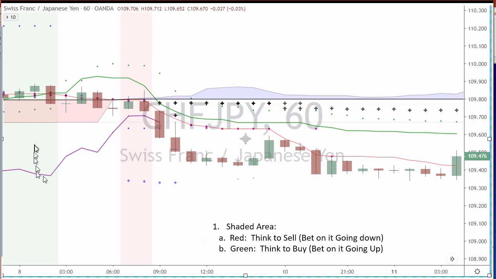If you have a green shaded area, as you see here, then you're going to think to buy, betting on going up. As long as a shaded area appears, you could place a buy or sell order. If the shaded area is gone, that means there's no setup there at all. You need to move on to a different instrument and different time frame.